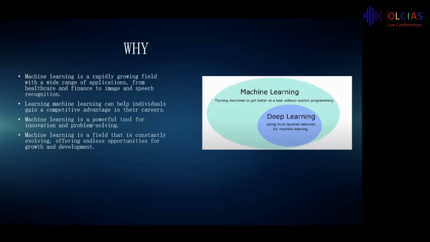Machine learning involves the use of algorithms and statistical models to enable computer systems to improve their performance on a specific task by learning from data without being explicitly programmed. The applications of machine learning are vast and diverse, ranging from detecting fraudulent transactions in finance to diagnosing diseases in healthcare, and from recognizing faces in images to transcribing speech in natural language processing.